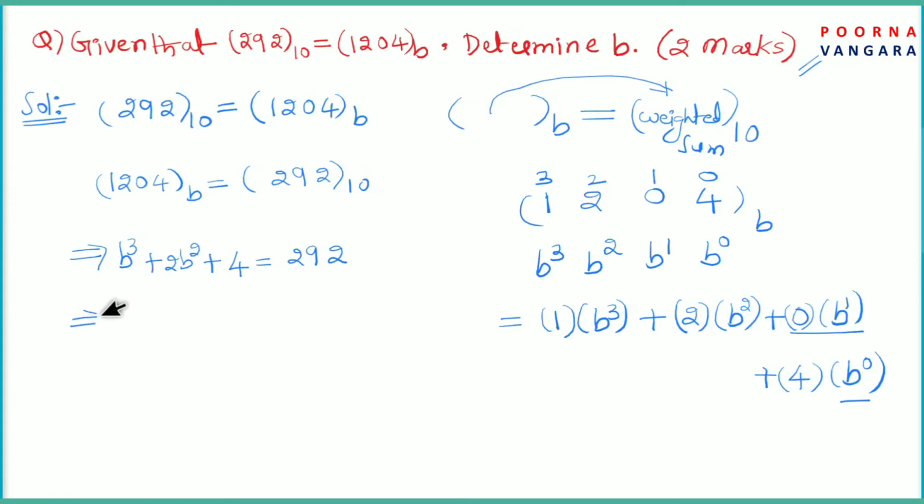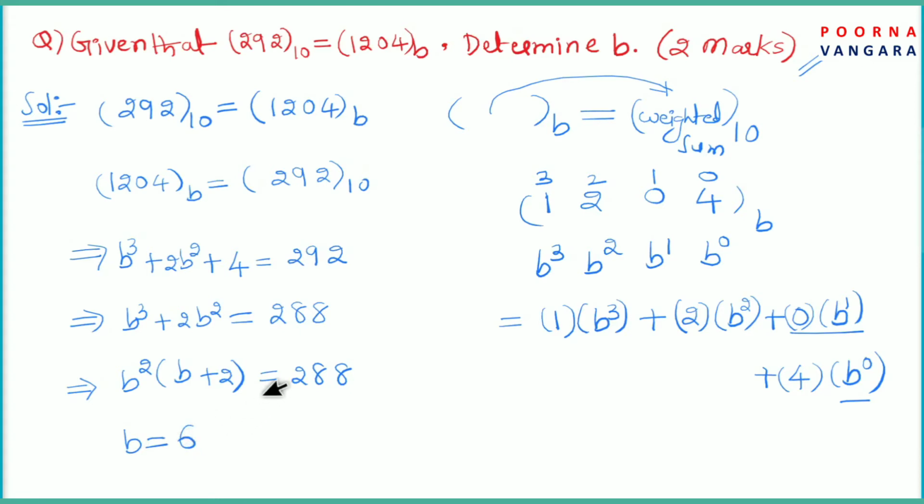So now you can remove this base. Whatever expression we have written is equal to 292. So now B power 3 plus 2B square equal to 292 minus 4, you will be getting 288. Here you can go with the calculator, direct formula you can apply, or otherwise you can go with trial and error. You need to find out the B value which is satisfying this equation. So here B equal to 6 will be satisfying this expression.